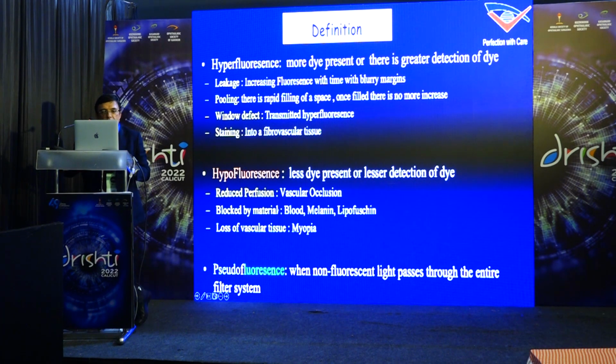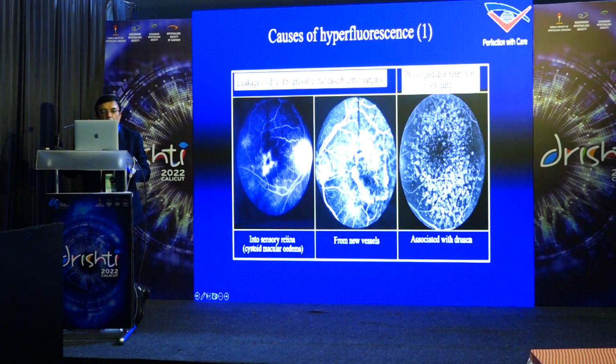Then you have hypofluorescence, when there is basically less dye present or our ability to detect the dye is lesser, which could be a reduced perfusion like a vascular occlusion, or there could be blocked material like blood present, melanin present, or excess lipofuscin, or there's a loss of vascular tissue like in myopia. We will just rapidly go through it.